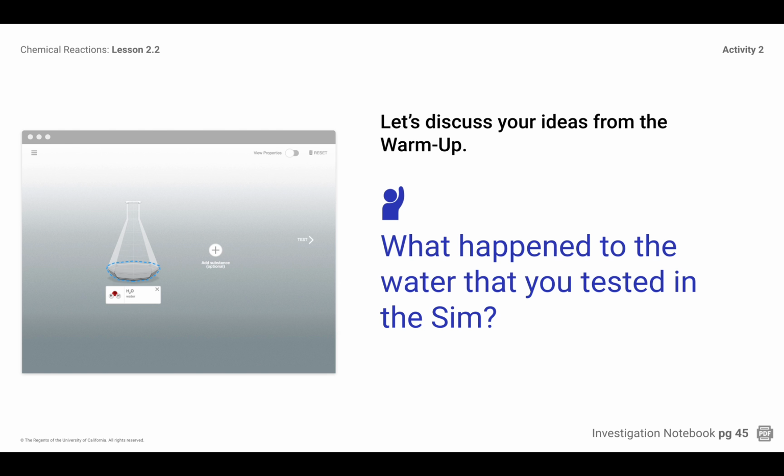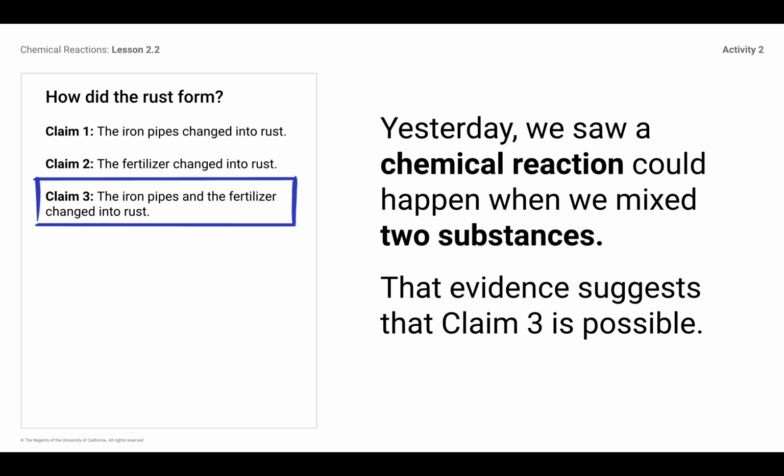So we went ahead and we'll discuss that. I am going to do a little spoiler alert. Yesterday, we saw that claim number 3 could be correct, because claim number 3 is saying the iron pipes and the fertilizer together changed into rust. We poured two chemicals that had been dissolved in water together into a third cup just to see what would happen. And we saw that those two liquids turned into two different solids, salt and chalk. So that evidence leads us to believe that claim number 3 is possible.